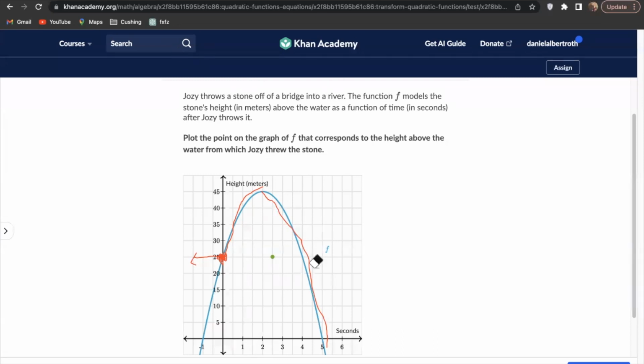But none of that is as important as answering this question. Plot the point of the graph that corresponds to her height when she threw the stone. So I'm going to put the point right here. This is where the story began. She was at 25 meters in the air when she threw the stone.